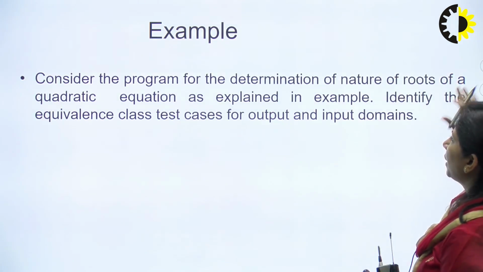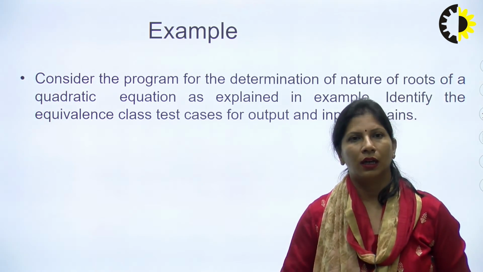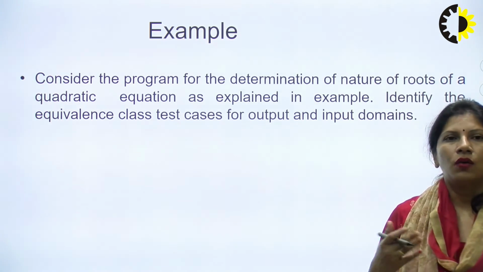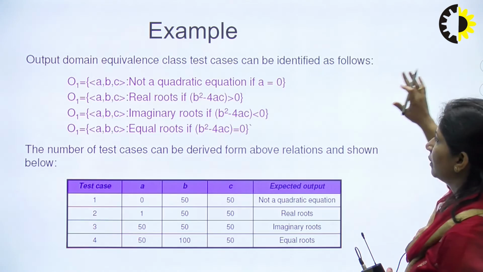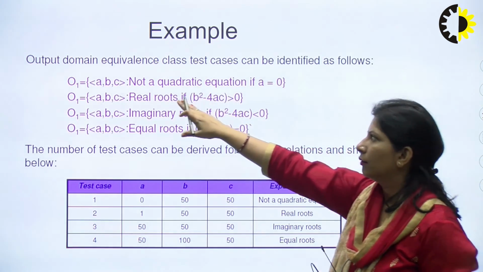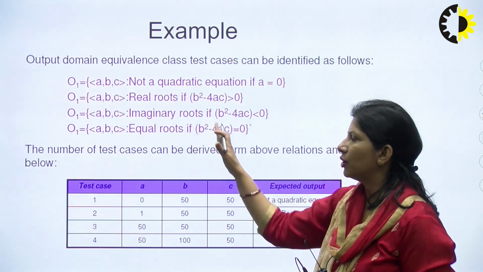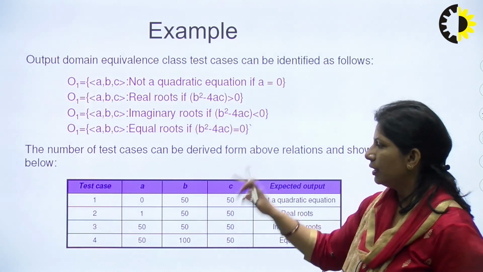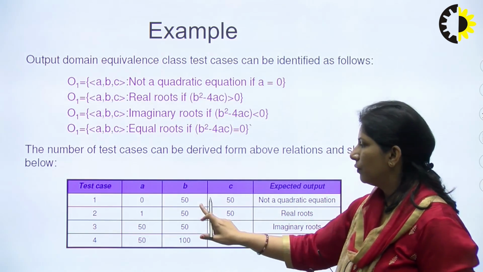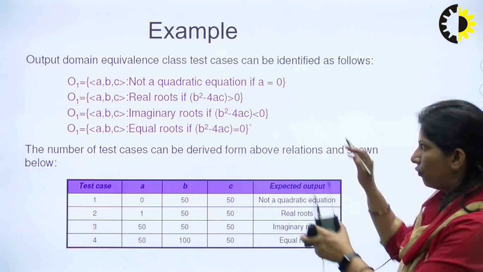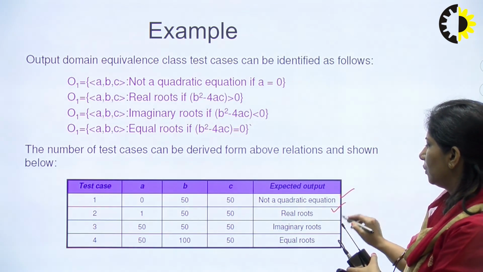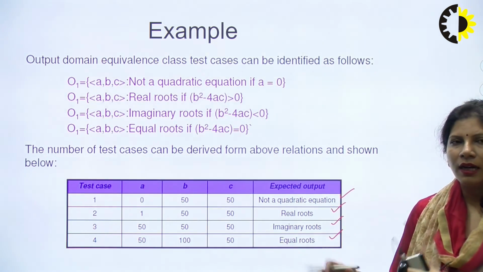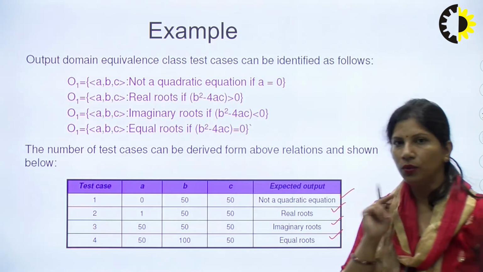Let's understand the particular example that we have also solved for boundary value, finding the nature of the roots. For the output domain, we should have equivalence classes: not a quadratic equation, real roots, imaginary roots and equal roots. According to that, we have identified the test cases. What will be the outputs? Not a quadratic, real roots, imaginary roots and equal roots, right? So we have identified the test cases according to the output domain.